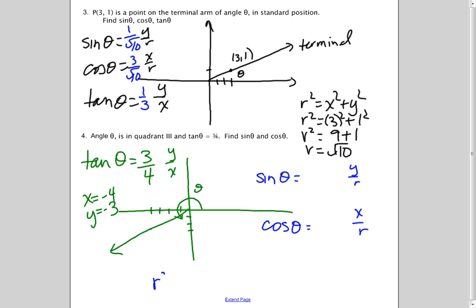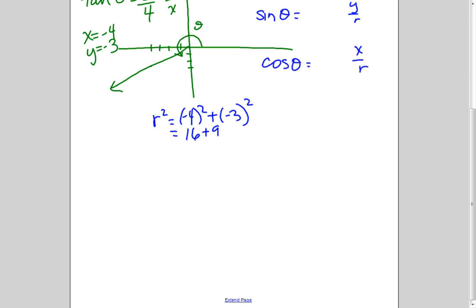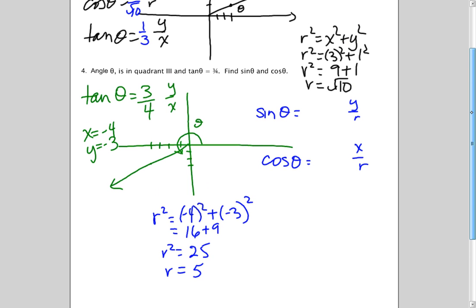So to find r, I have to use the Pythagorean relation. Minus 4 squared plus minus 3 squared is 16 and 9, or 25. So my r, which is always positive, is the square root of 25, or 5. So my numbers: y is negative 3, r is always positive 5. Cos theta then would be minus 4 over 5.